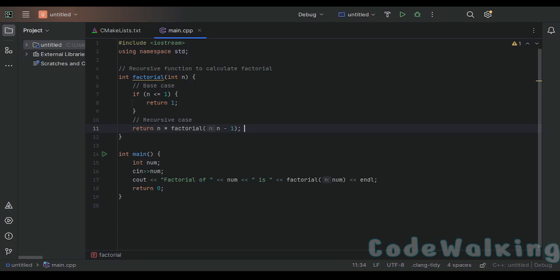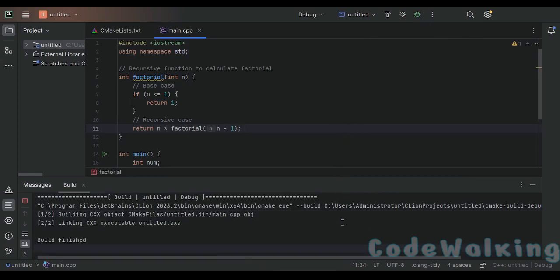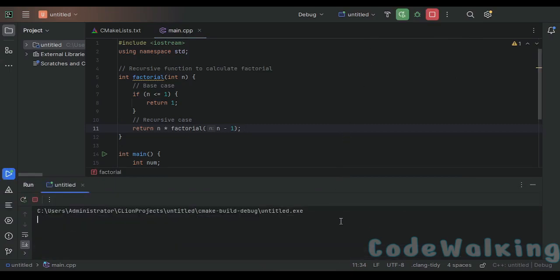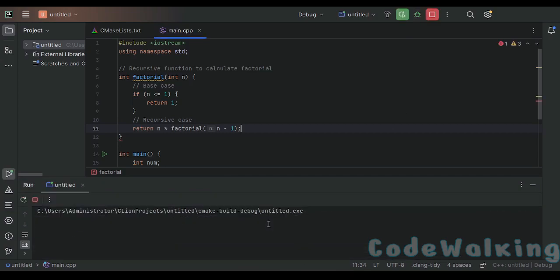So now let's run the code. Let me add 10, and its factorial is this. Let's do another one. Let's do the factorial of 3. Okay, 3 gives 6, which is basically 3 multiplied by 2 multiplied by 1.